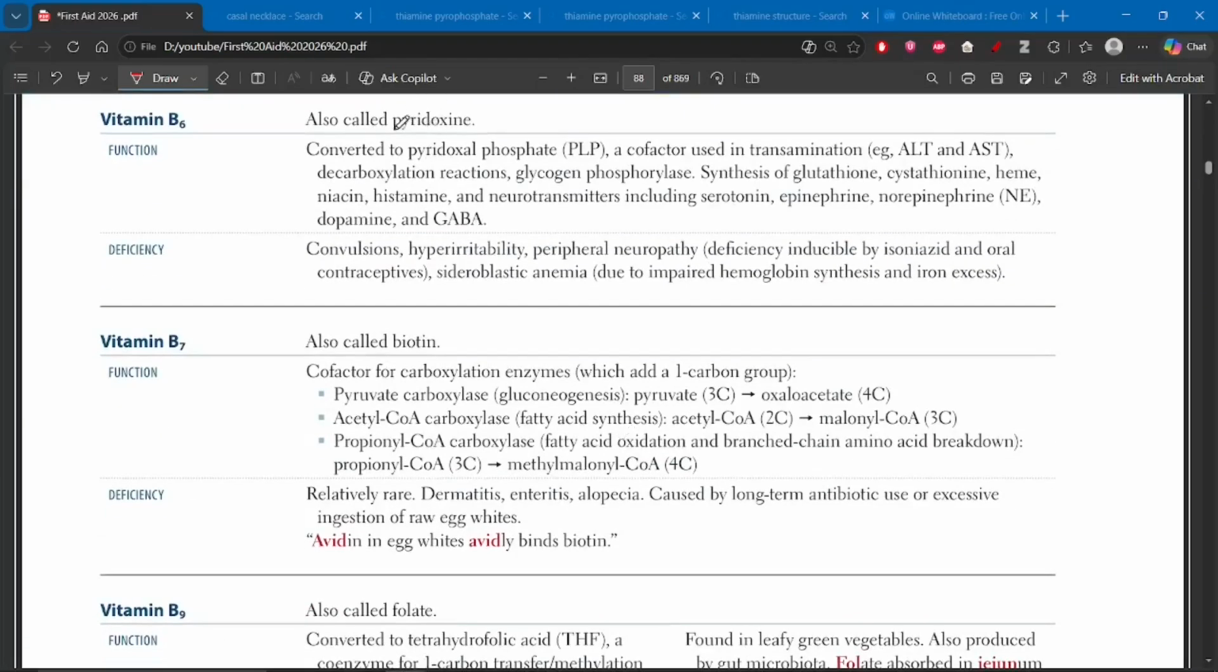Vitamin B6 is pyridoxine. This is also an important vitamin. It's converted to pyridoxal phosphate, then used as a cofactor in many transamination reactions. ALT and AST, which are your important liver enzymes, form through a transamination reaction. Decarboxylation reactions, glycogen phosphorylase, synthesis of glutathione, cystathionine, and heme, niacin, histamine, serotonin. So it's a very important vitamin involved in all of these processes, and you have to keep in mind all of them.